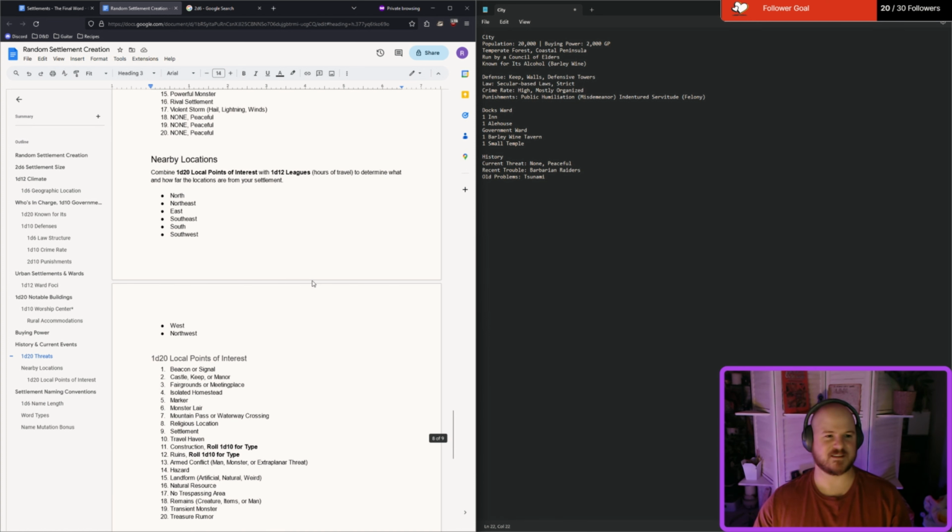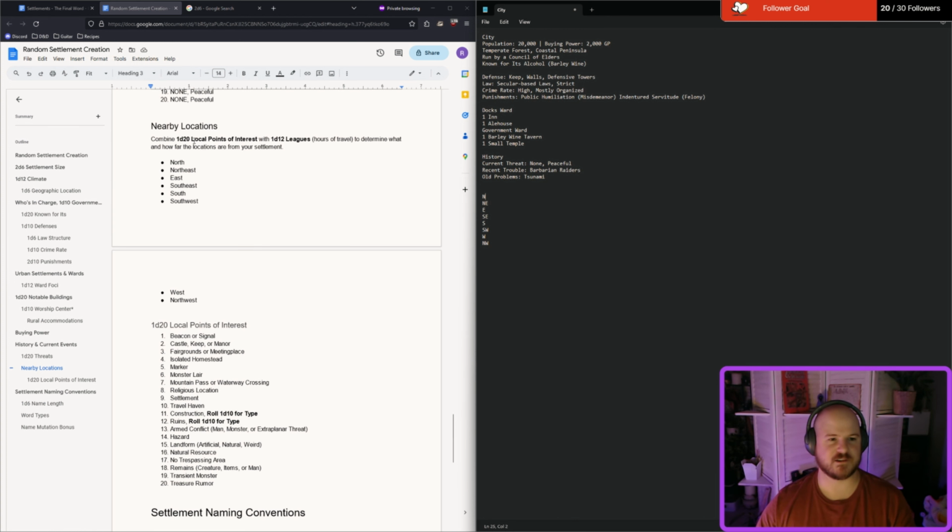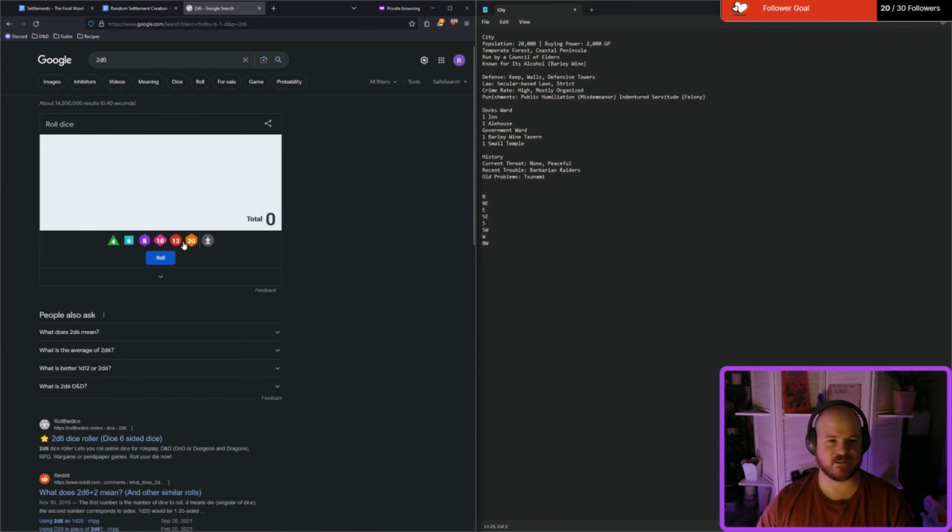And then we sort of do the nearby locations. We'll do north, northeast, east, southeast, south, southwest, west, and northwest. And for this, I just use the same points of interest that we use for the hex crawl when we do the solo RPG. So it's a D20, and then I usually just do a D12 for how far away it is. We'll just do that.